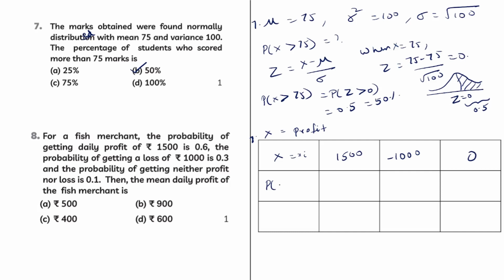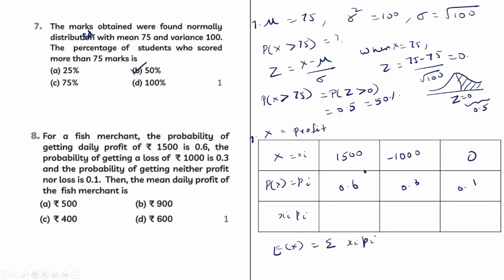And next we have probability of x equal to pi. Probability of getting a profit of 1500 is 0.6. Probability of getting a loss of 1000 is 0.3. And probability of getting neither profit nor loss is 0.1. Now we have to find the mean daily profit. That is, we have to find expectation of x. It is nothing but sigma xi pi. So for that, first let us find xi pi.